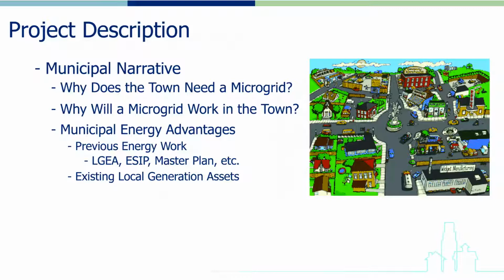In addition, any existing local generation assets that may be valuable to the microgrid, for example, an existing combined heat and power system that will be incorporated into the microgrid plan, should also be discussed. A key goal is to describe the municipality in terms of its existing energy advantages as part of the overall discussion concerning why the community microgrid proposed in the plan makes sense for this particular jurisdiction.